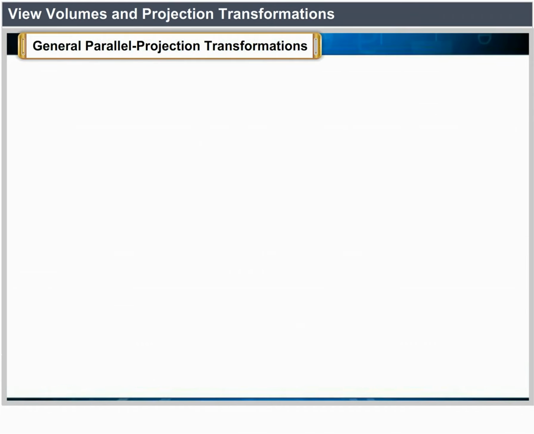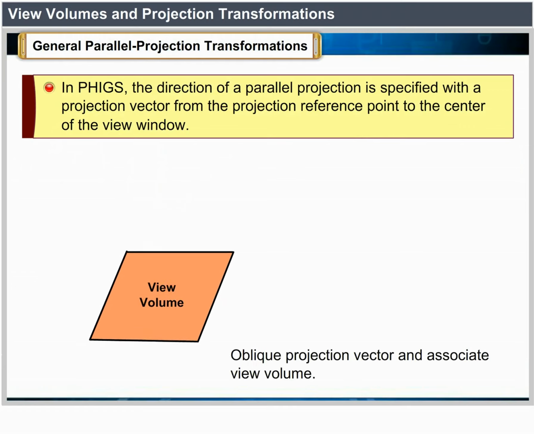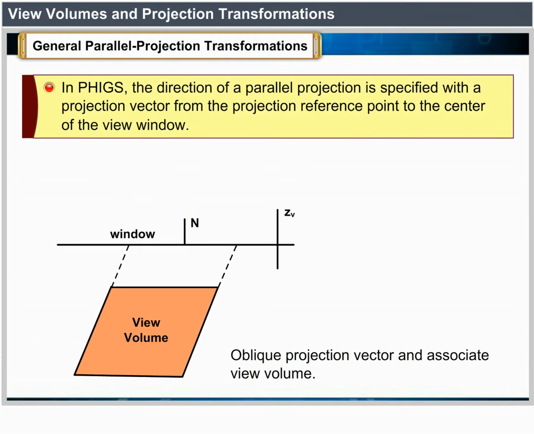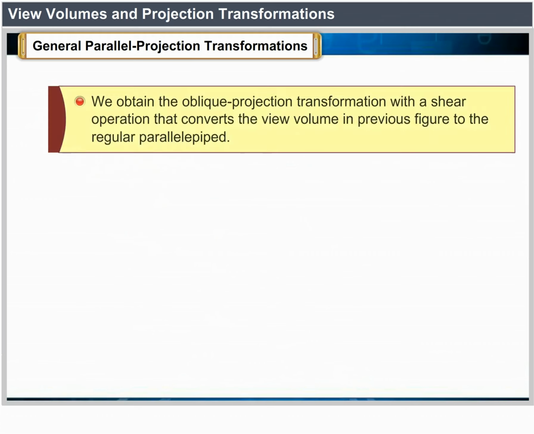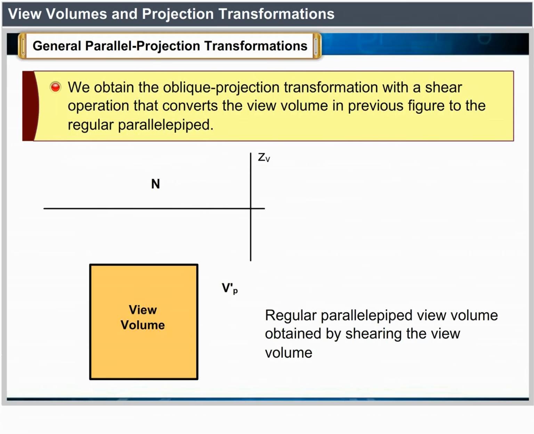General parallel projection transformations. In figures, the direction of a parallel projection is specified with a projection vector from the projection reference point to the center of the view window. This figure shows the general shape of a finite view volume for a given projection vector and projection window in the view plane. We obtain the oblique projection transformation with the shear operation that converts the view volume in the previous figure to the regular parallelepiped shown in this figure.